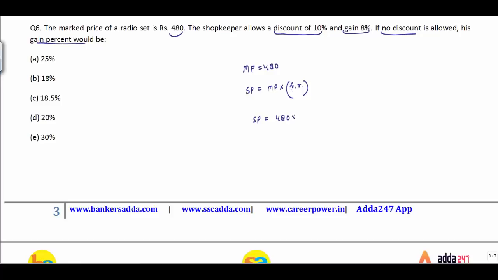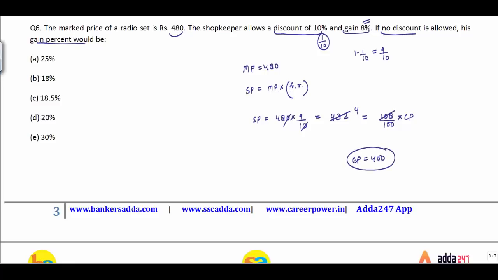Mark price 480 multiplied with discount of 10% means discount of 1 by 10. So fraction remained would be 1 minus 1 by 10, that is 9 by 10. So this is 9 by 10. This is the selling price. 9 times 2 is 72 carry 7, 9 4 36 and 7 is 432. It says that on this selling price there was a gain of 8%. So I can write selling price to be equal to gain of 8% means 108 by 100 of CP is equal to the selling price. From here we can calculate the CP. 108 four times is this, so CP is equal to rupees 400.